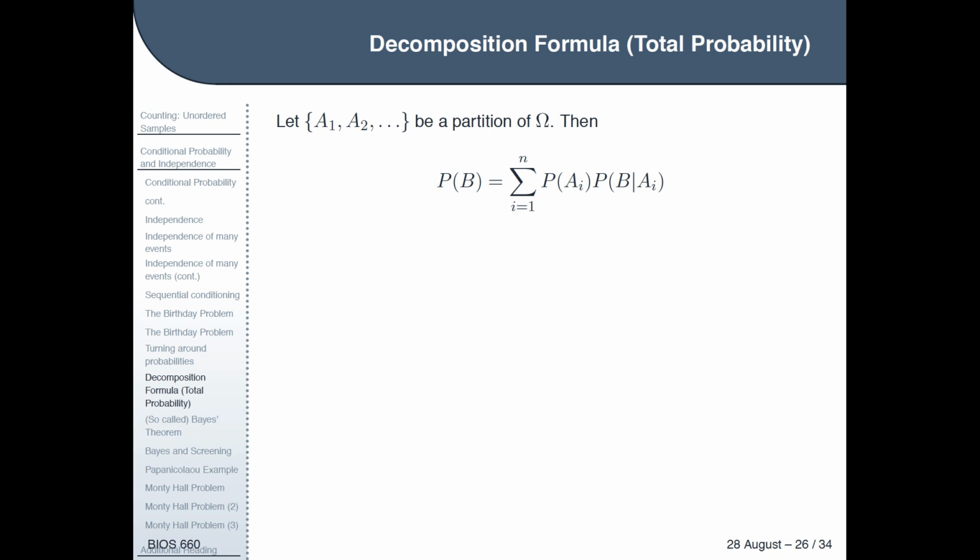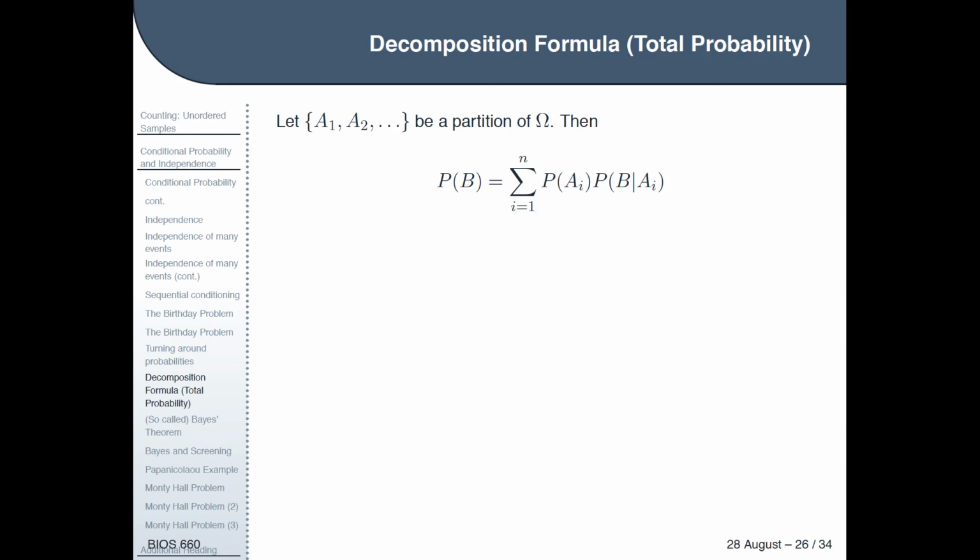So, to formally prove Bayes' rule, the first thing we need to prove is this decomposition form for total probability. Let A1, A2, up to AN be a partition of the sample space. It doesn't necessarily even have to be finitely many, although in most cases that we care about there will be.